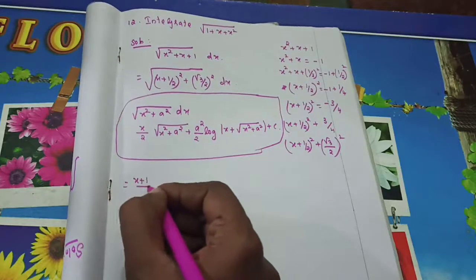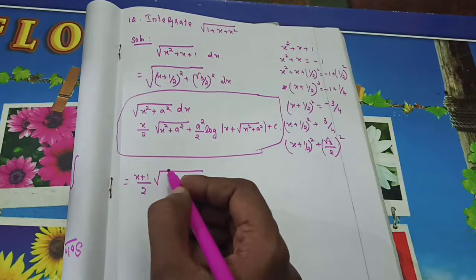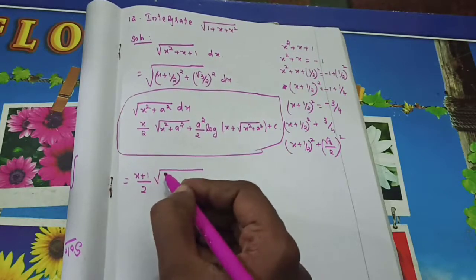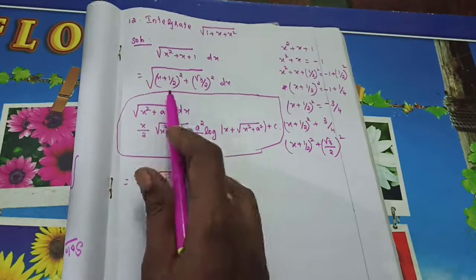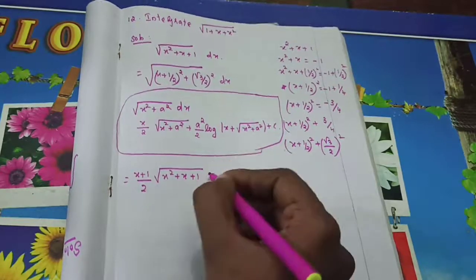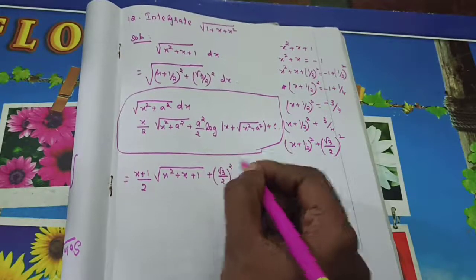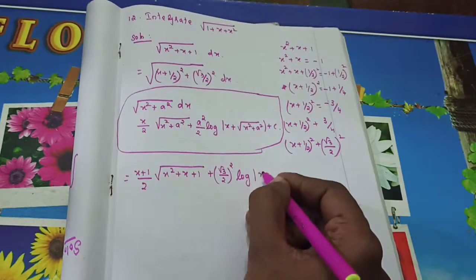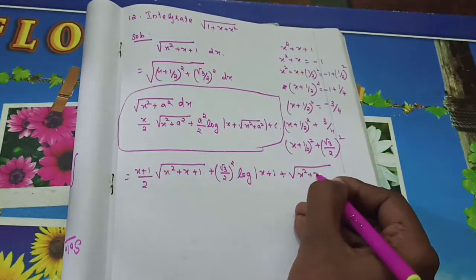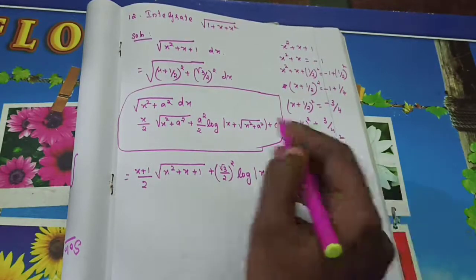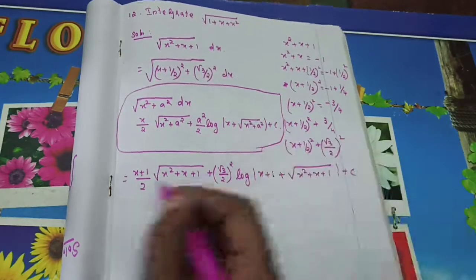So x plus 1 by 2 square root of, I said already, inside the square root you will get the same question. Shall we apply directly? That is x square plus x plus 1. If you need, you substitute the same value, and if you simplify, you will get the same answer. Plus a square means root 3 by 2 the whole square, log of modulus of x plus 1 by 2 plus square root of x square plus x plus 1, modulus, plus c. Again, I am repeating, if you substitute the same x square and a square value and simplify, you will get the same answer.